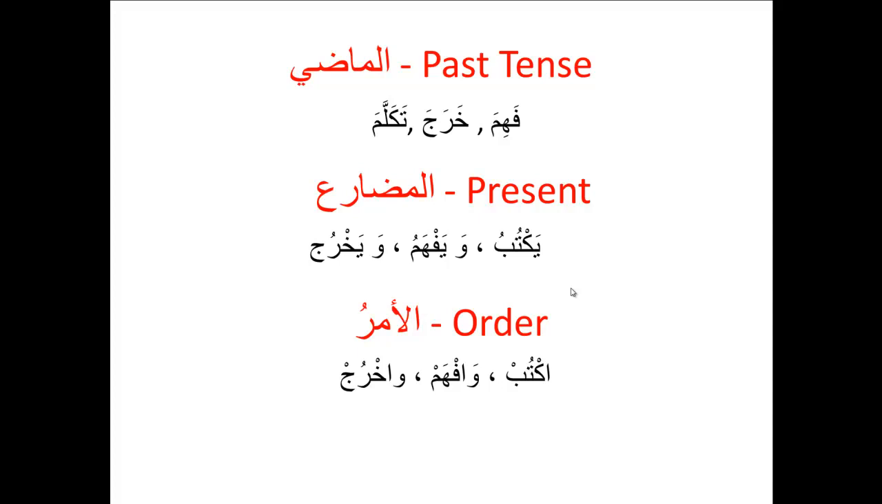Now the other type of fi'l is fi'l amr. It's an order, it's a request. Examples of that include uktub, ifham, ukhruj. Now al-amr is basically a request to do something. So if someone says to you uktub, write, or ifham, understand, or listen, ukhruj, leave. These are al-amr, they are requests. Fi'l amr is the third type of verb in the Arabic language.